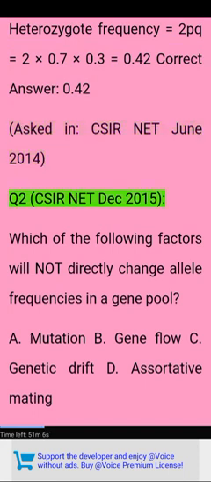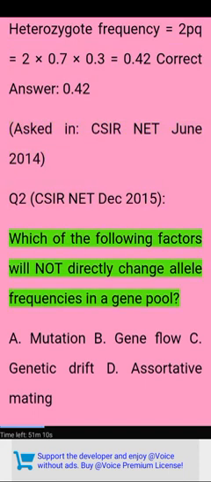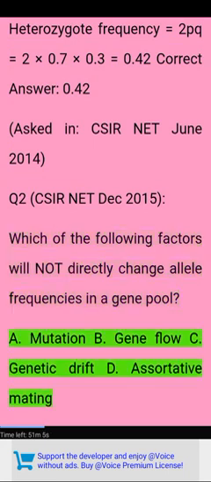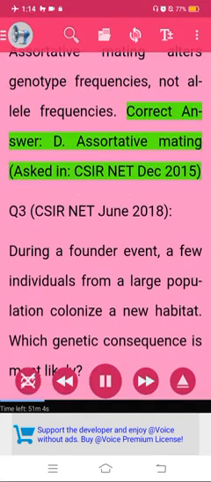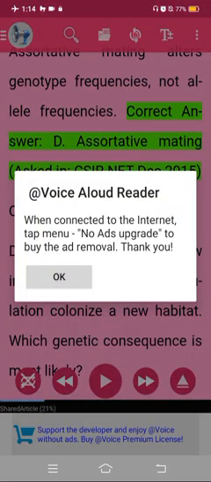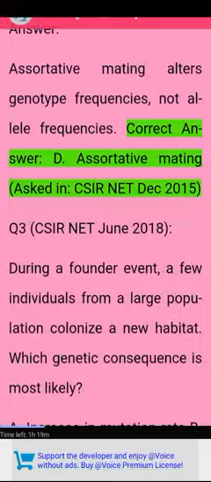Q2, CSIR-NET December 2015. Which of the following factors will not directly change allele frequencies in a gene pool? A, mutation; B, gene flow; C, genetic drift; D, assortative mating. Answer: assortative mating alters genotype frequencies, not allele frequencies. Correct answer, D, assortative mating. Asked in CSIR-NET December 2015.